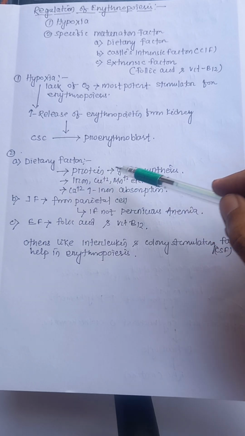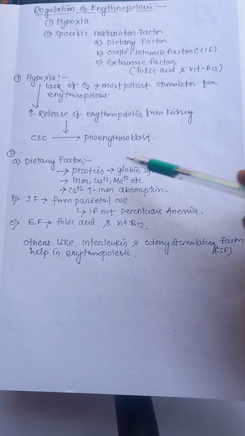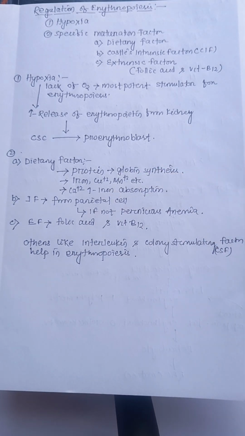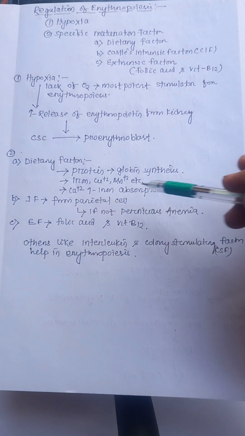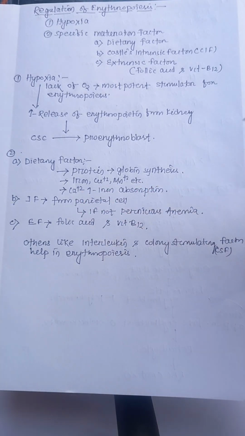This step is accelerated by erythropoietin. And if you look at the dietary factors, proteins help in globin synthesis, and iron, copper and manganese are also important for erythropoiesis, and calcium increases absorption. Intrinsic factor prevents pernicious anemia, along with vitamin B12 and folic acid. Like this, all these factors are responsible for erythropoiesis.